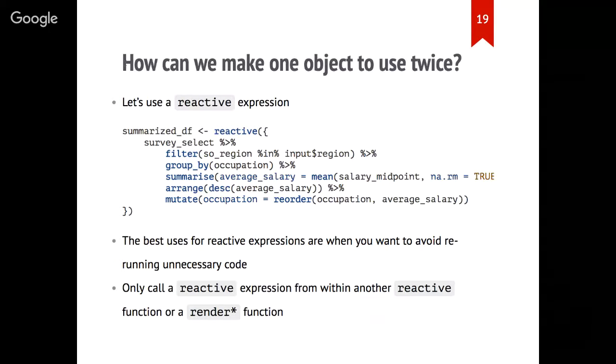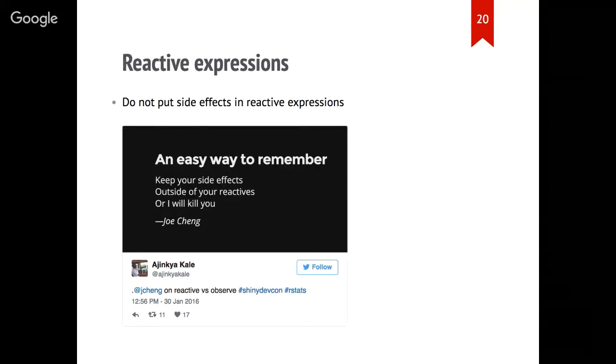So now that this summarized df that we're about to make, we can only do something with that object from within a context that is also going to be reactive. So a reactive expression is something that is meant to return a value. It's meant to be looking for an input and return a value. So this is not something that you want to have any side effects. Joe Cheng is the developer of the Shiny framework, and at the Shiny DevCon last year or so, this is one of his slides.